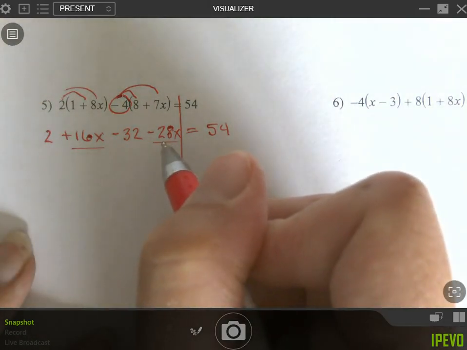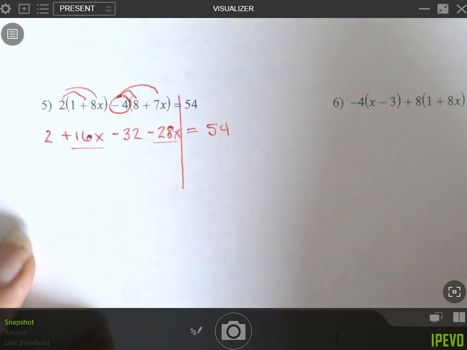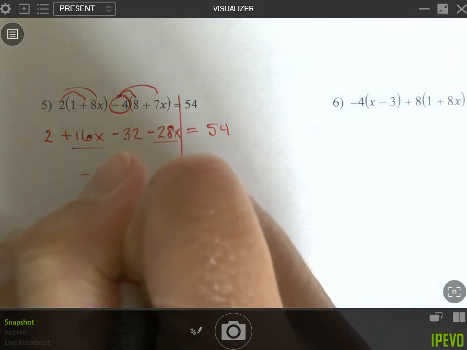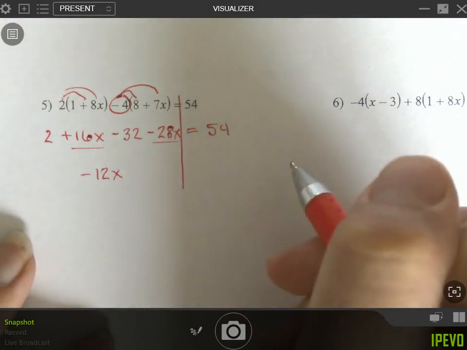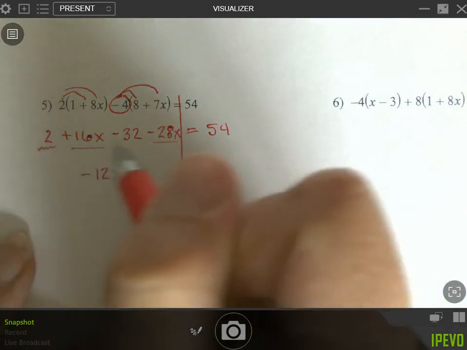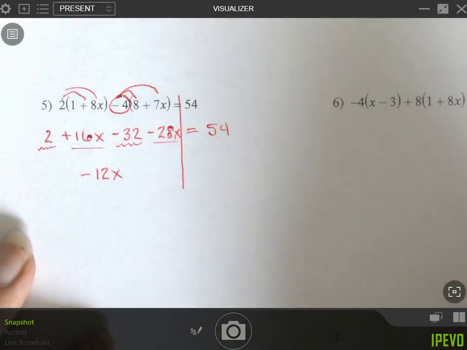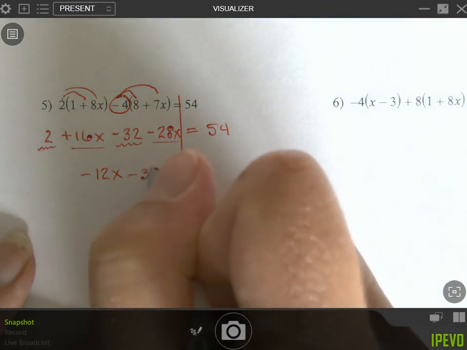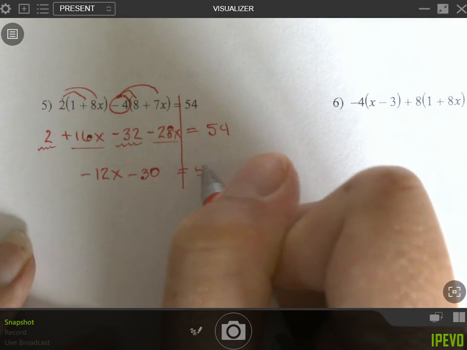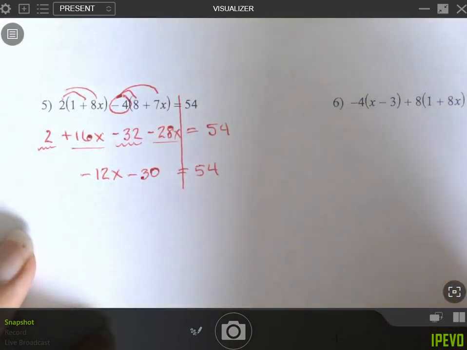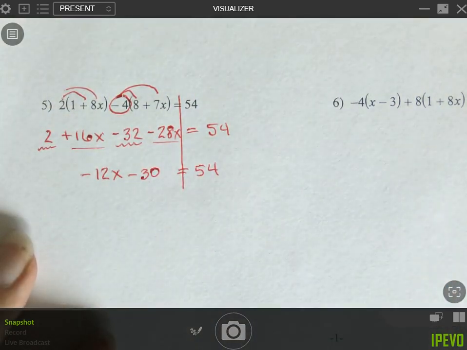So find the difference. Positive 16 and -28. Would it be a positive or negative? Negative. Should be negative. And what would it be? 12. So -12, keep the x. Okay. Then I have my constants, a 2 and a -32. So if I put those together, what do I get? -30 equals? 54. Okay. Now, I've cleaned up everything I can. I've got it down to an x and a constant. So now I want to solve, right?